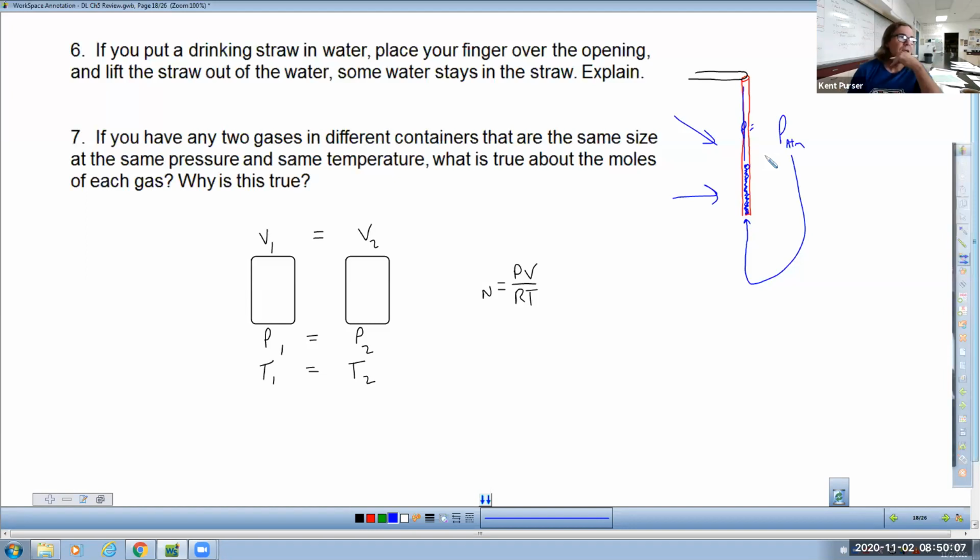Question number 7. If you have any two gases in different containers that are the same size, at the same pressure, and at the same temperature, what's true about the moles of each gas? So of course, people, if you were taking a test, would just jump on the answer. They're the same because everybody else is the same. So maybe it'd be smarter for us to actually draw it out. I made 2 volumes, said V1 equals V2. I made P1 equal to P2, and I made T1 equal to T2 because they tell me that those are the same. Then I looked at the ideal gas law and I solved for n. And then I go, oh, they are the same. Sometimes your knee-jerk reaction is the right reaction. So n would be the same.